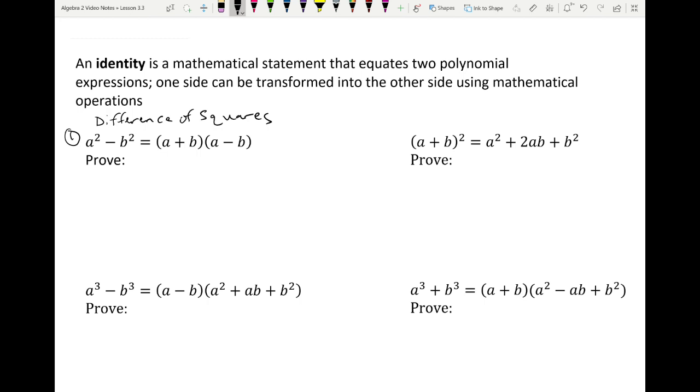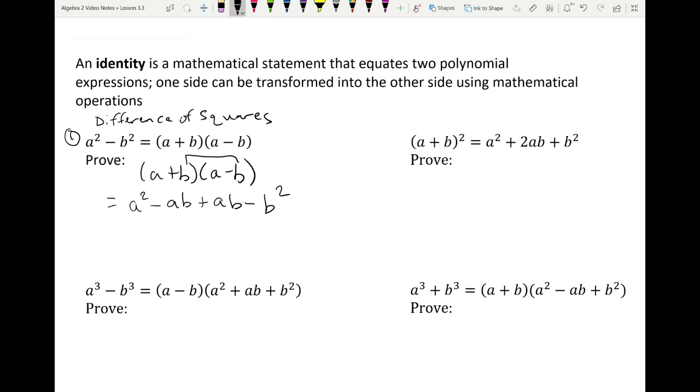So how do we go about proving this identity? To prove this identity, we're going to start with the right side, and then we're going to multiply or distribute. So we're going to be foiling the right side. Okay, so this is a FOIL: a times a is a squared. Next, a times negative b, which is negative ab. Next, b times a, which is ba or ab, same thing, and it's positive though. And then next, we're multiplying positive b times negative b, which is negative b squared.